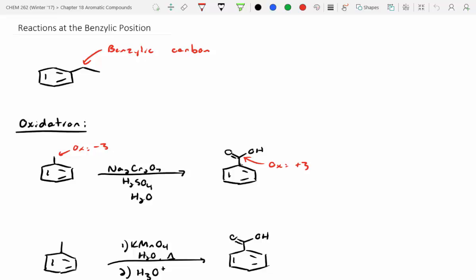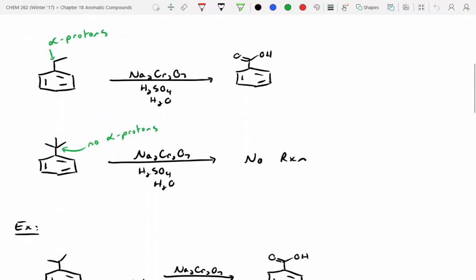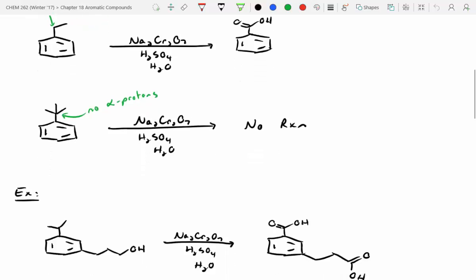All right, so last Thursday we finished up talking about reactions at the benzylic position, and we said that the benzylic position has really similar reactivity to allylic carbons. And then the first reaction we saw was this oxidation, where we can use chromic acid or potassium permanganate, and we can oxidize benzylic carbons into carboxylic acids. However, the most important feature is you have to have alpha protons coming off that benzylic position. If you don't, you're dead in the water there.